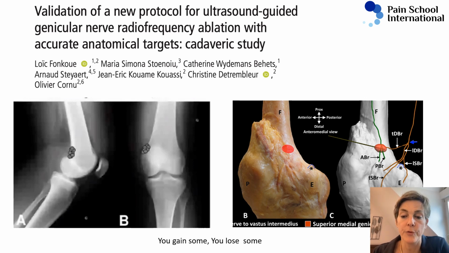If you place it more posterior, let's actually look at here, if you place it more posterior, you will get these branches. If you place it more anterior, you lose these branches but keep these ones. So one way to overcome that is to make a bigger and longer, almost like a strip lesion.